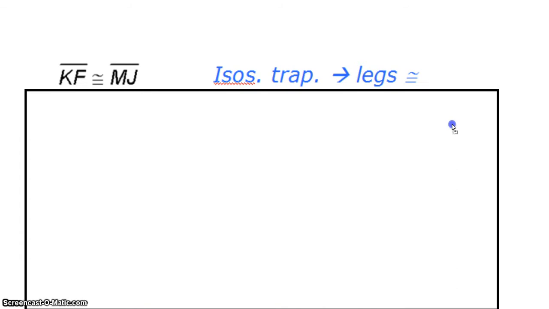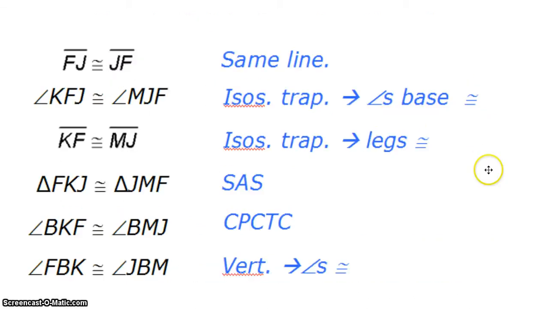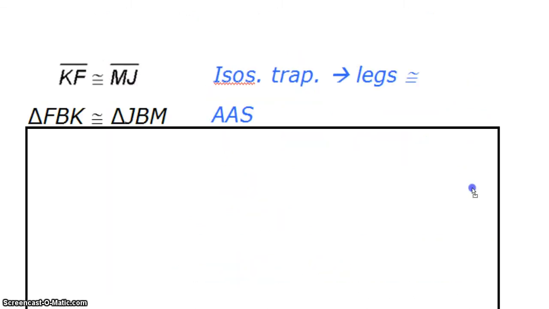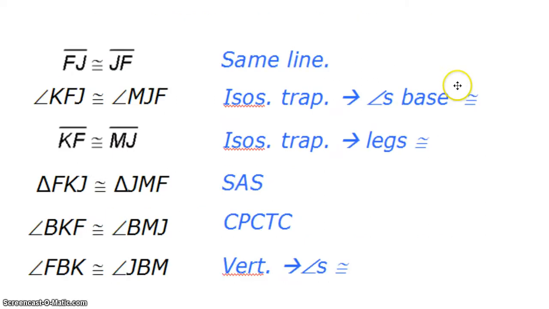Okay, so KF is congruent to MJ. Isosceles trapezoids' legs are congruent, KF and MJ. And triangle FBK is congruent to JBM. If that's true, then we know that these legs are congruent, right?